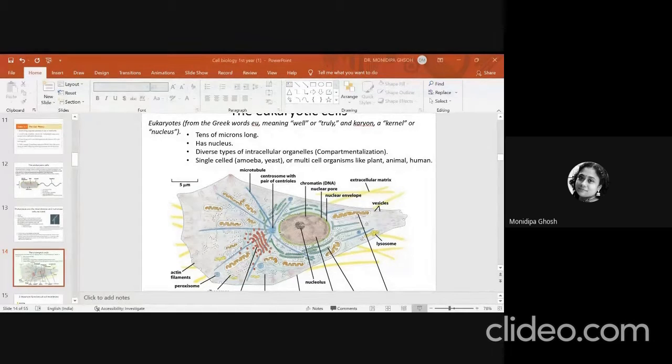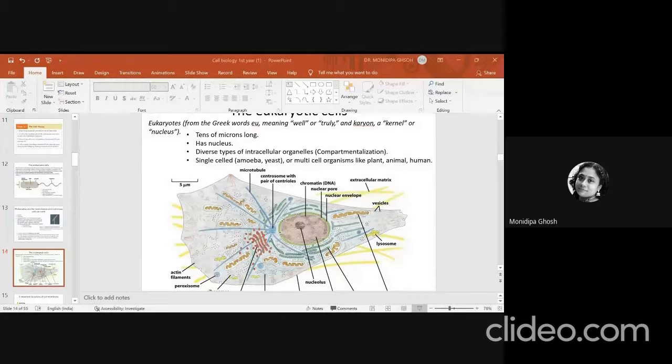And there are mitochondria, as I told, and lysosome. This yellow color vesicle is the lysosome which carries different lytic enzymes. When something needs to be digested, these lytic enzymes are released from lysosomes. They have lytic capacity. Lytic capacity means cleaving capacity.